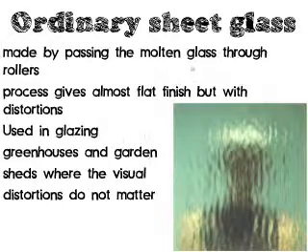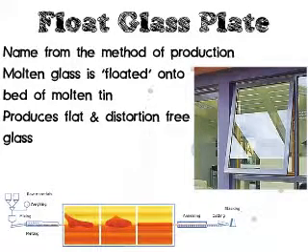Ordinary sheet glass is made by passing molten glass through rollers. This process gives an almost flat finish, but with distortions. Ordinary sheet glass is used largely in greenhouses and garden sheds where the visual distortions do not matter. Float glass plate is named after its method of production. Molten glass is floated onto a bed of molten tin, which produces a flat and distortion-free glass.